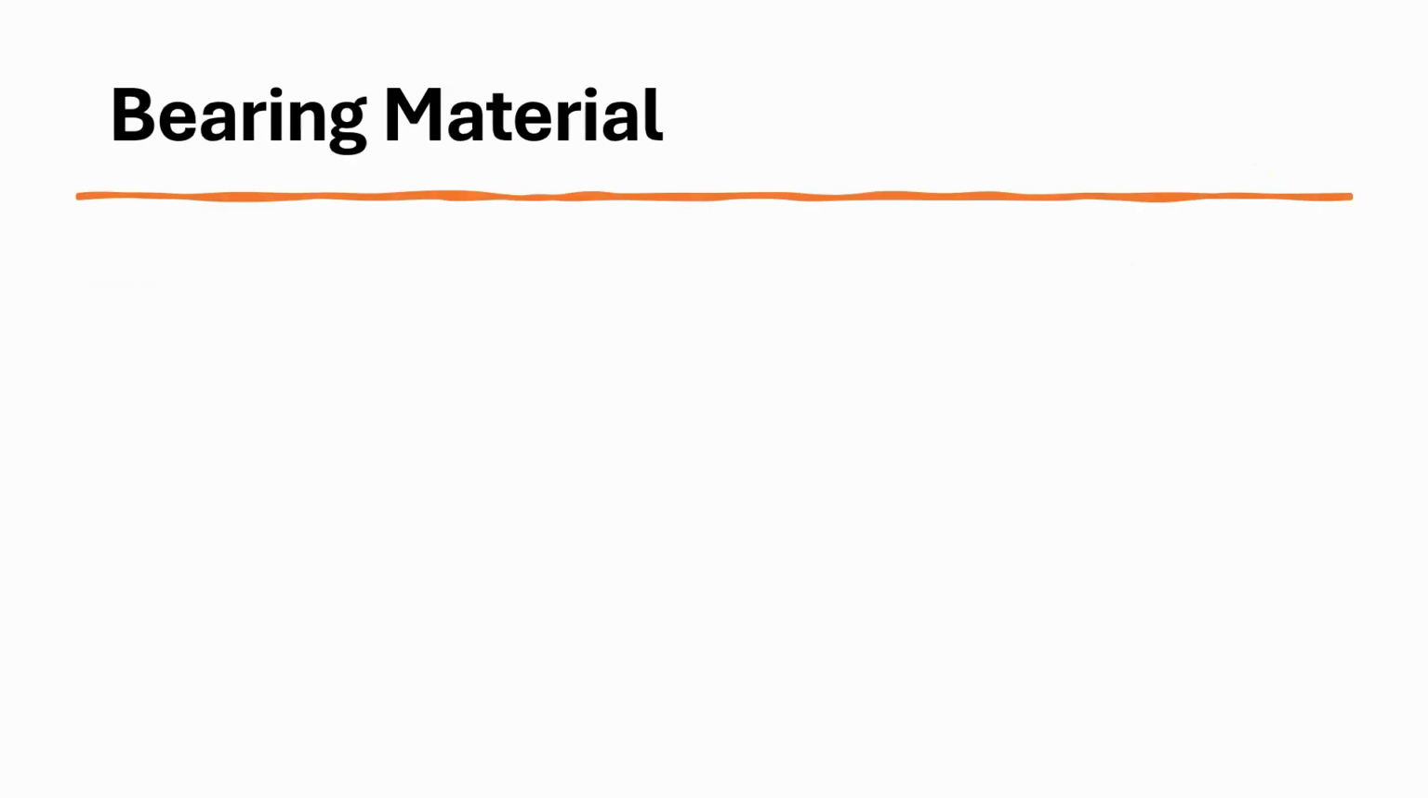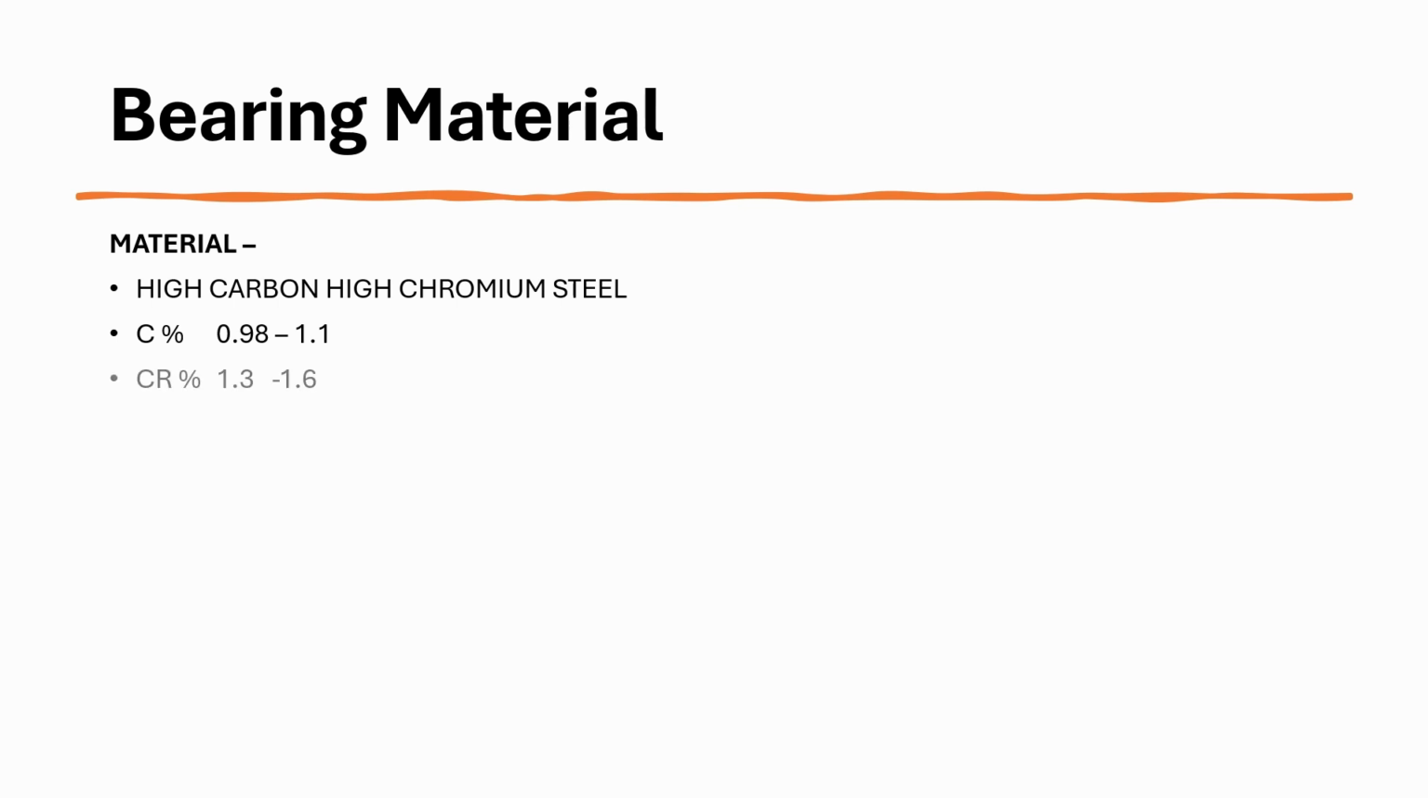Bearing material: high carbon, high chromium steel. This type of steel is known for its strength and wear resistance. Carbon 0.98 to 1.1%. High carbon content increases hardness and strength. Chromium 1.3 to 1.6%. Chromium enhances corrosion resistance and toughness.